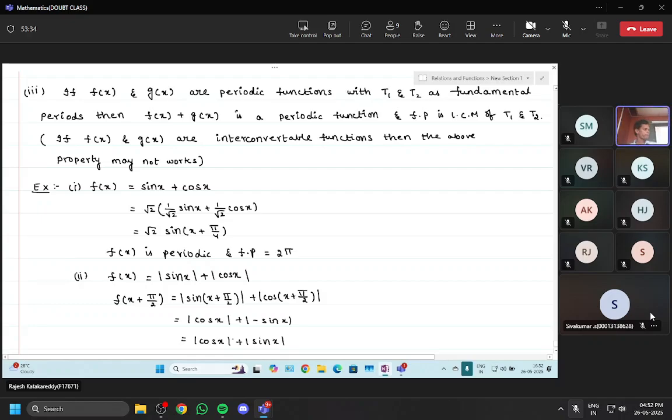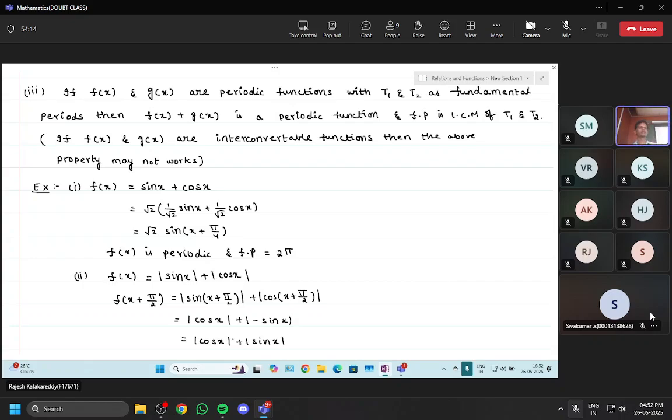How will I take? First example. Multiply and divide by root 2: sin x cos pi by 4 plus cos x sin pi by 4, which is sin x plus pi by 4. From the property number 1, a into f of x plus b is periodic, and the fundamental period is the same. Clear? We don't have properties when we have functions in multiplication and division. In that case, using the trigonometric identities or trigonometric formulas, we need to make them as addition or subtraction. Clear?